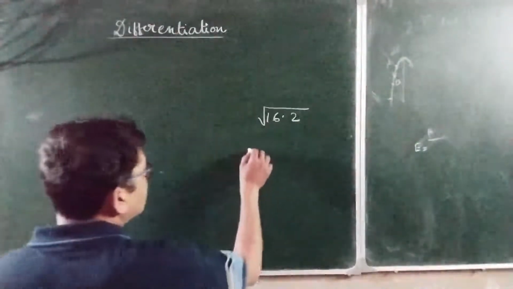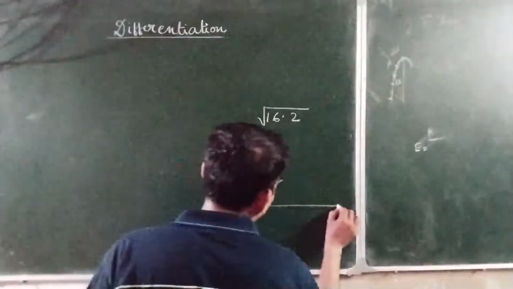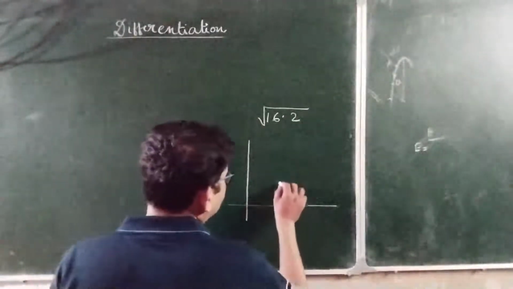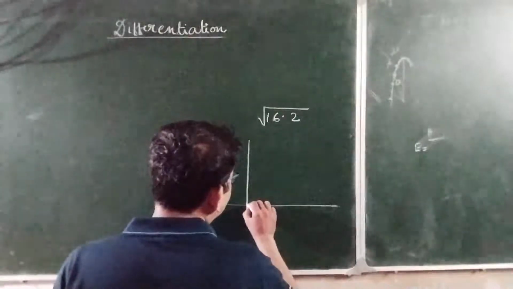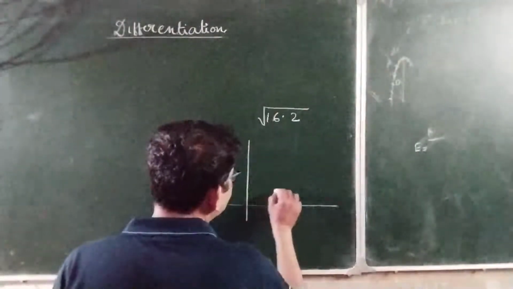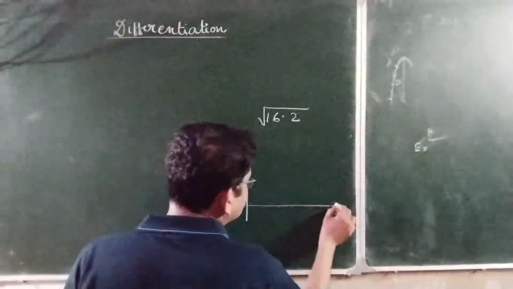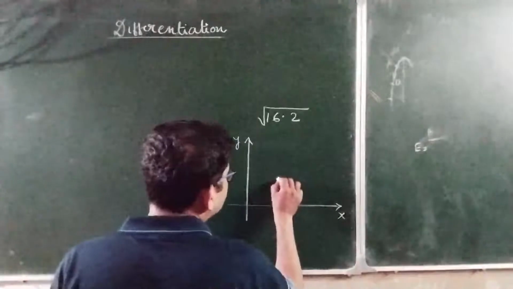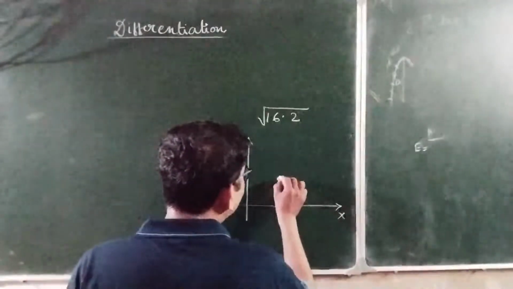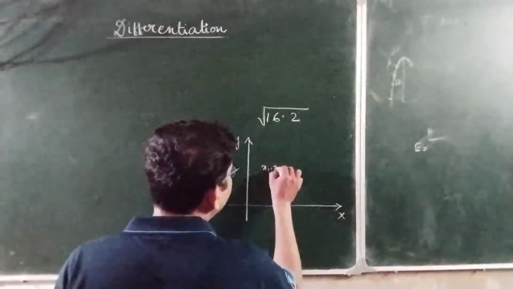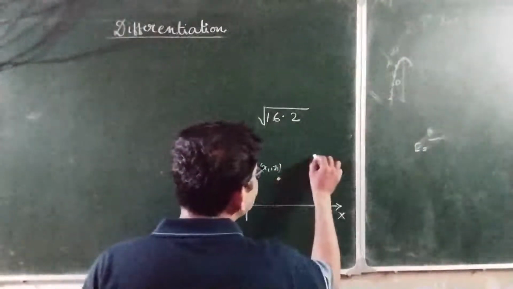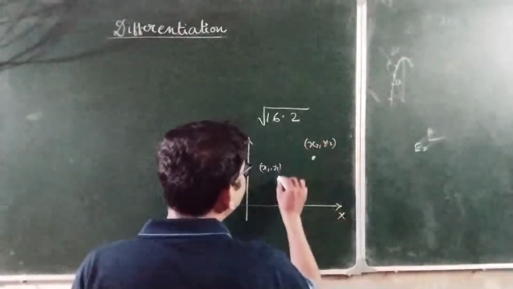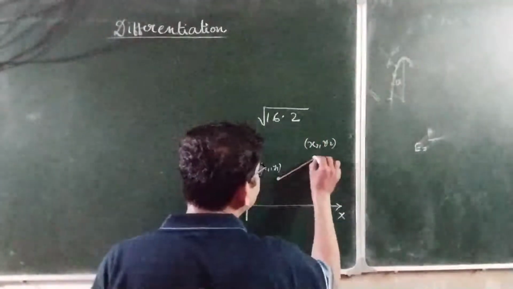Now for this, let me discuss a certain topic. Suppose this is the x-axis, this is the y-axis. Here is a point whose coordinate is, suppose, x1, y1, and there is another point whose coordinate is x2, y2. You have to move from this point to that point.